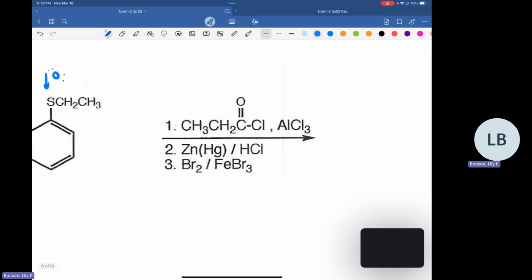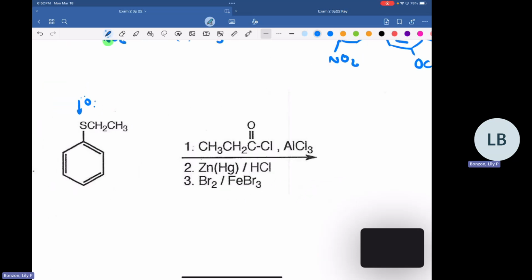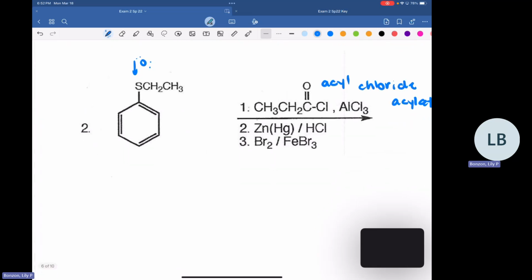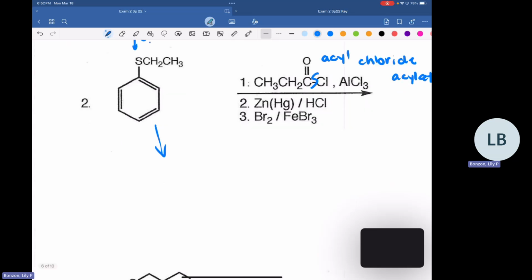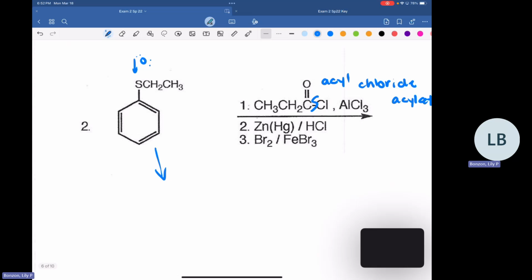But anyways, we've got our acyl chloride, and we've got our AlCl3. So this one is going to be our acylation. And so we're just going to form a ketone with that one. And so this sulfur group, again, is kind of acting like an oxygen. So this one is going to be a donating group by induction. Not that it matters, it's the only group on there. But this one's going to be ortho-para.